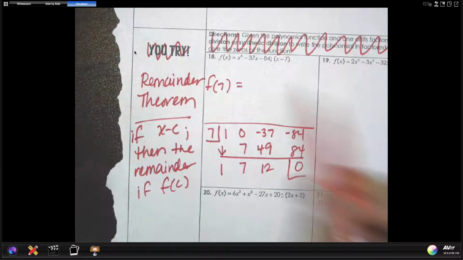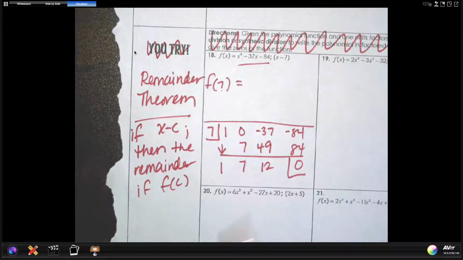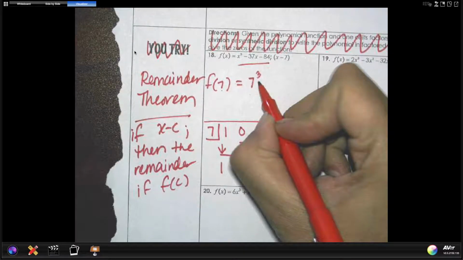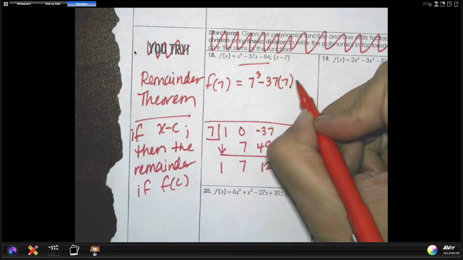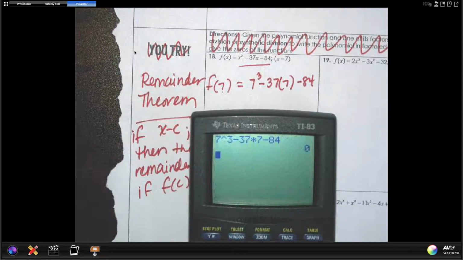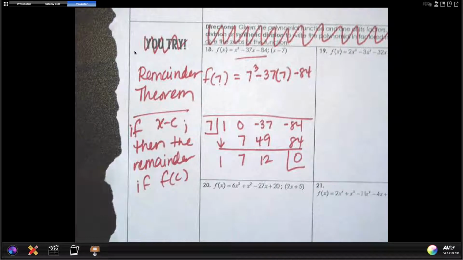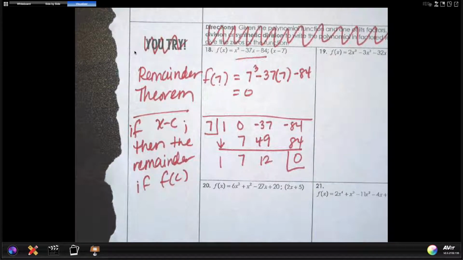So now, if I plug in 7 to this whole equation, it would give me the remainder, which is 0. So let's go ahead and do that. So we have 7 cubed minus 37 times 7 minus 84. If you put that all in your calculator like this, 7 cubed minus 37 times 7 minus 84, you get 0. So that's what the remainder theorem is. It's basically plugging it in and it gives you the remainder.